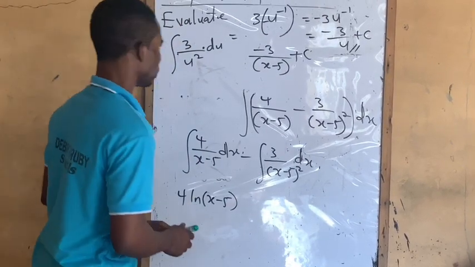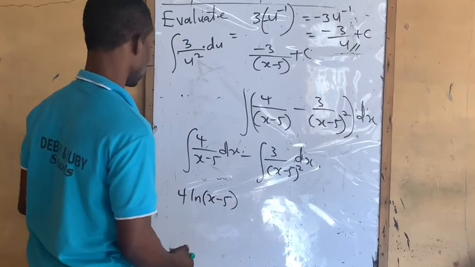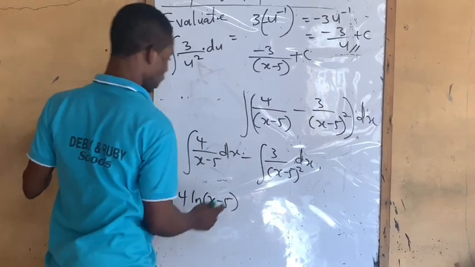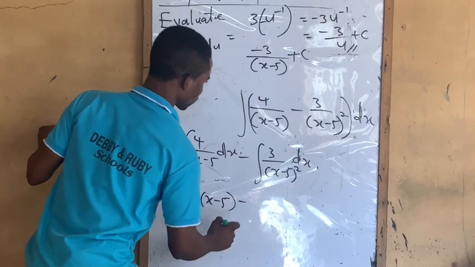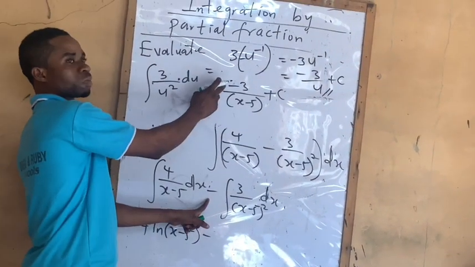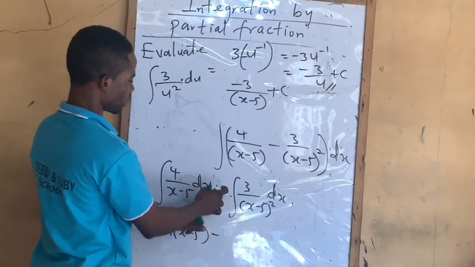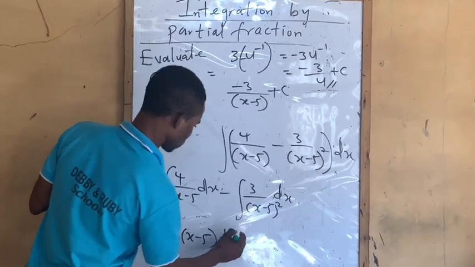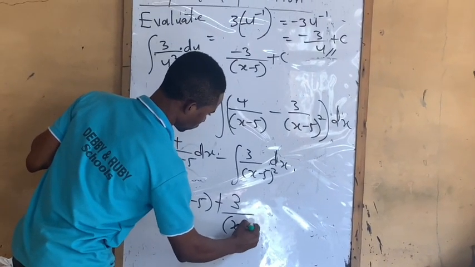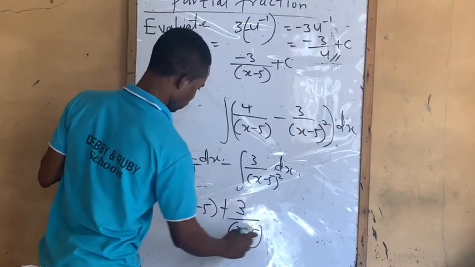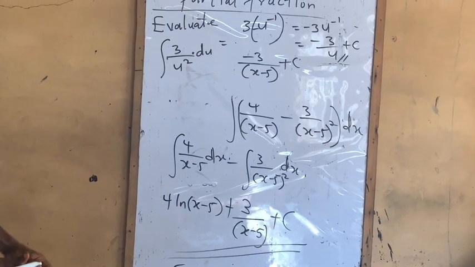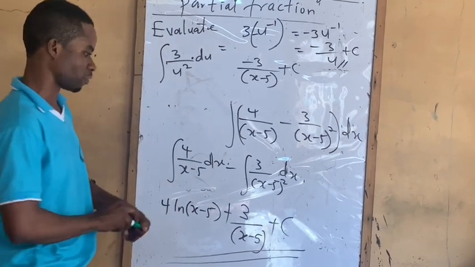So now let me join this with my answer. This one gives us 4 ln x minus 5, and I know there is a minus here already, and this one came with minus. So minus, that is plus, 3 all over x minus 5, everything plus arbitrary constant c. So that is that about integration by partial fractions.